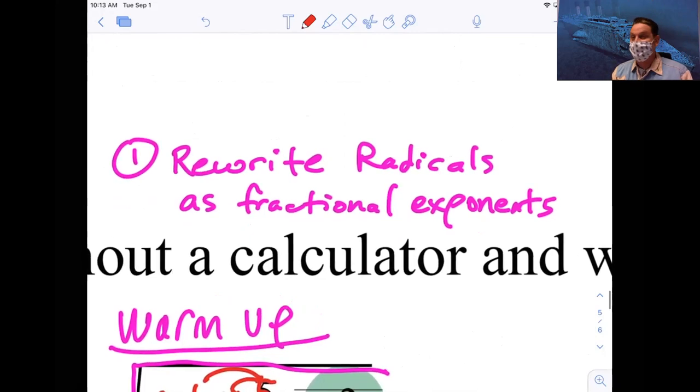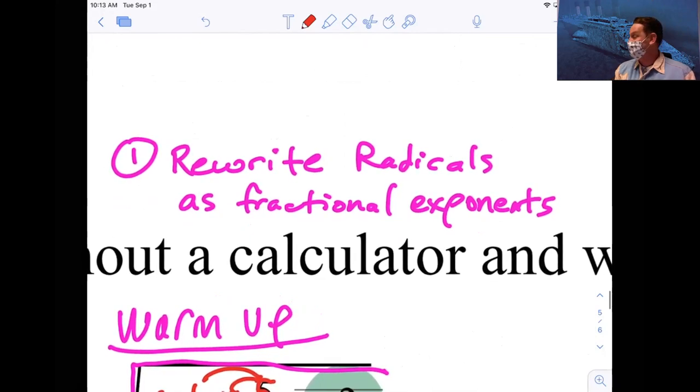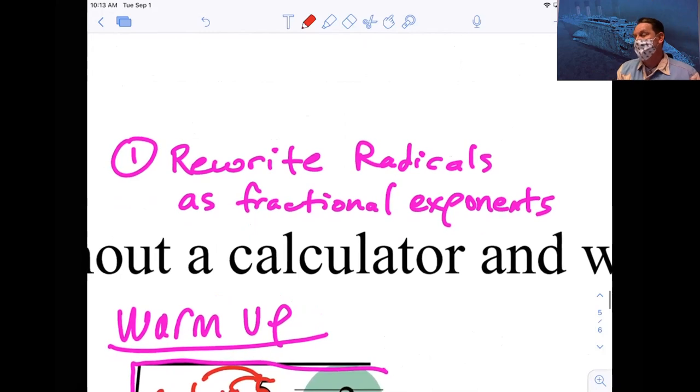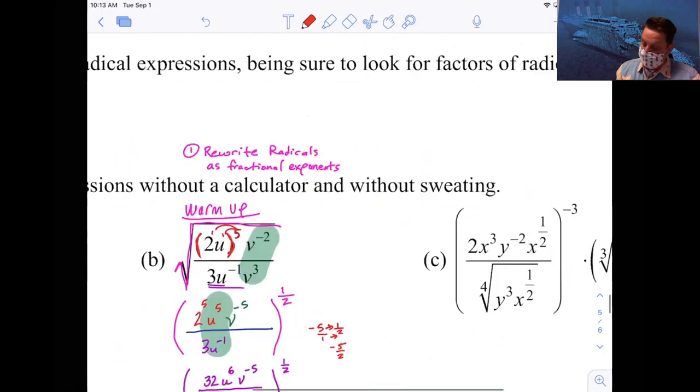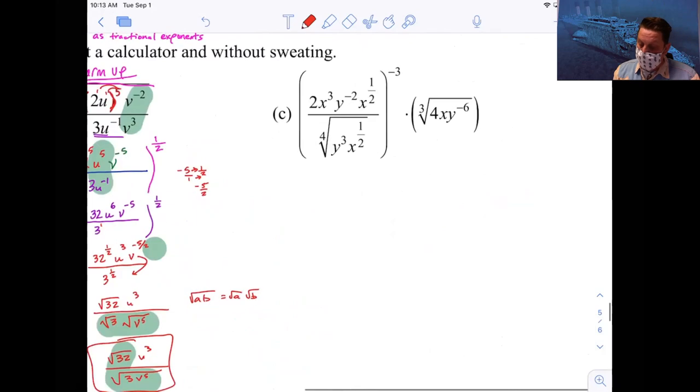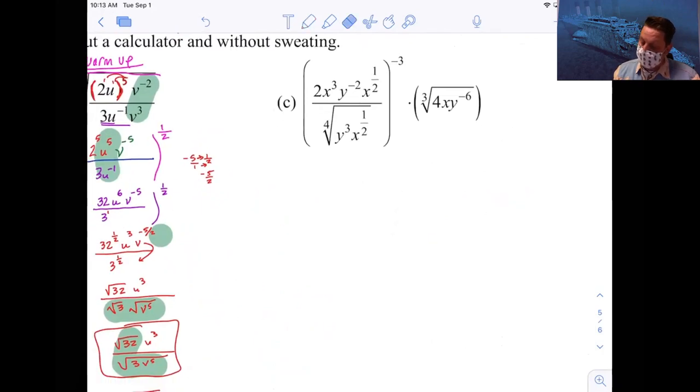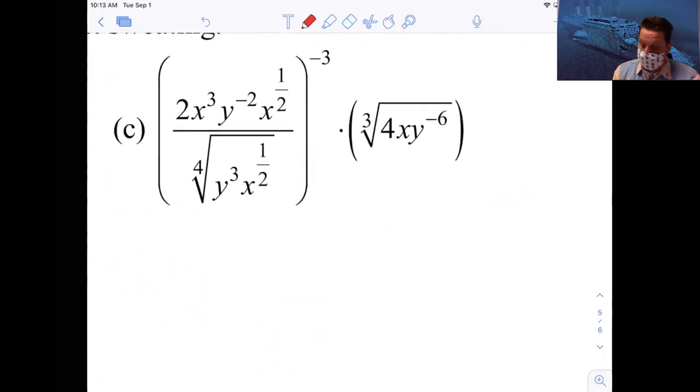There you go, right? There was no number two. There's only a number one. If you see radicals, write them as fractional exponents, okay? Now, that's not the only thing you have to do on that line. So, again, I'm going to work straight down. Here's what I'm going to do.